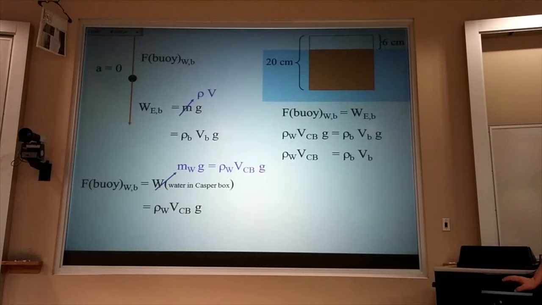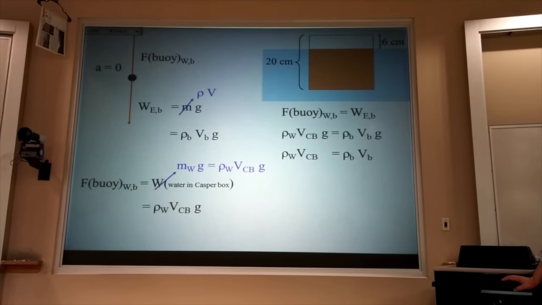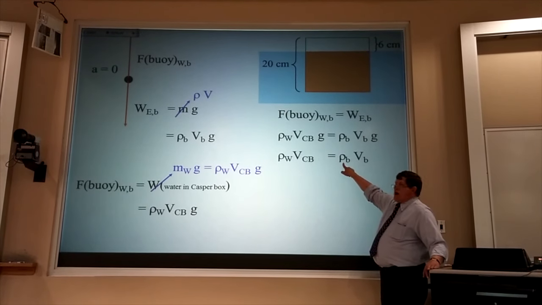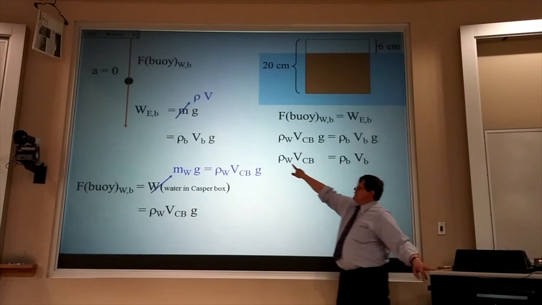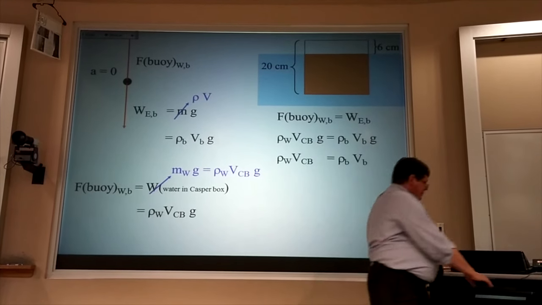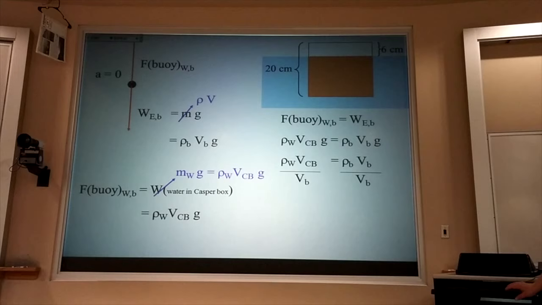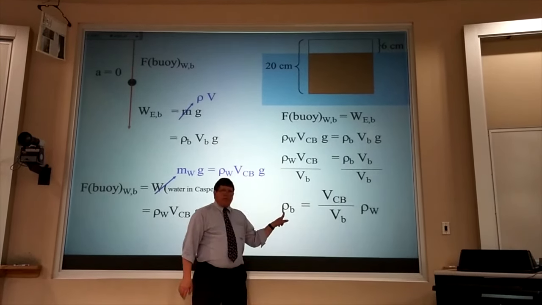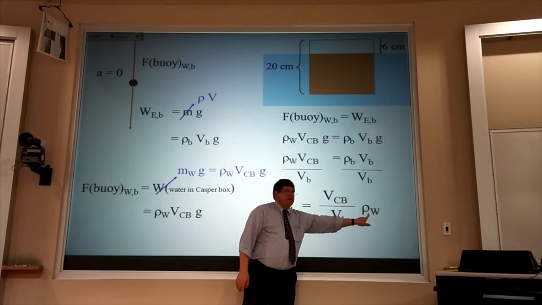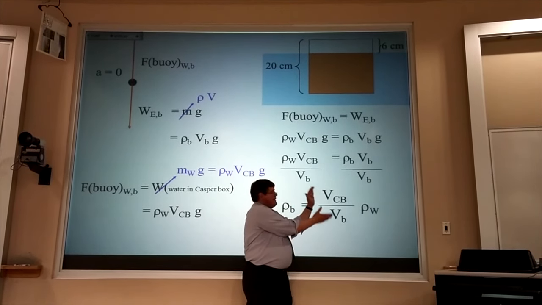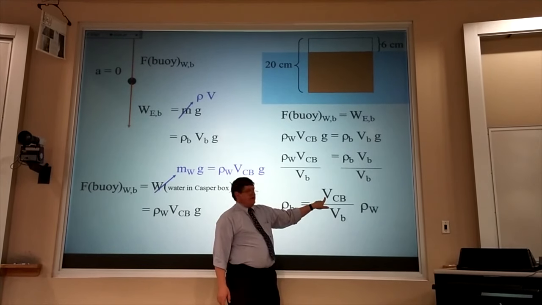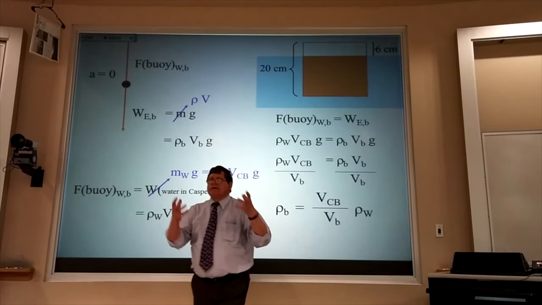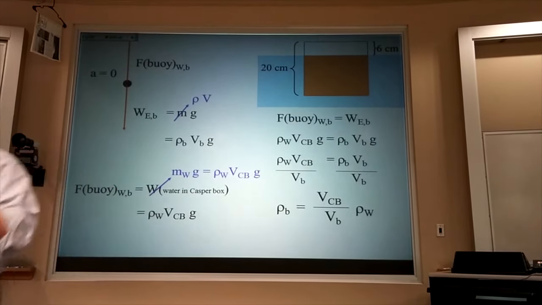So now I have those two forces, and I set them equal to each other. I can cancel the g, it's on both sides, and now remember what I'm trying to do. I'm trying to find the density of the block as a fraction of the density of water. So I divide both sides by the volume of the block, and I get this. The density of the block is equal to the density of water times this fraction. This fraction is the volume submerged divided by the total volume of the block. It's the percent of that block which is submerged.